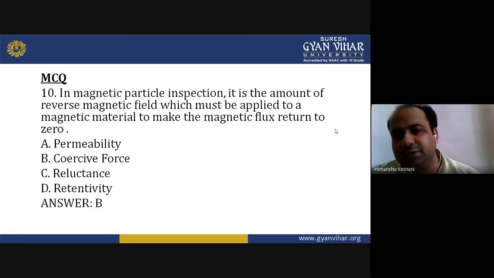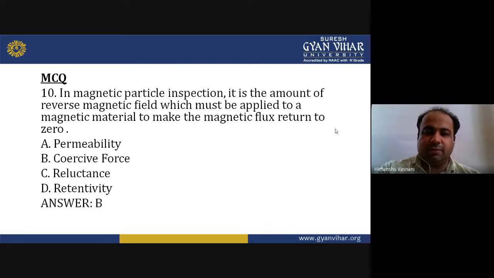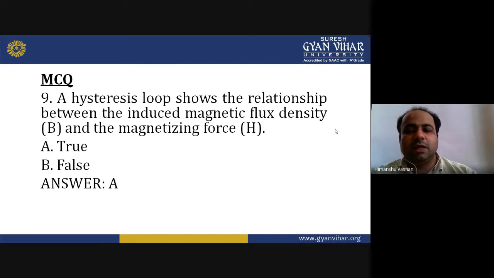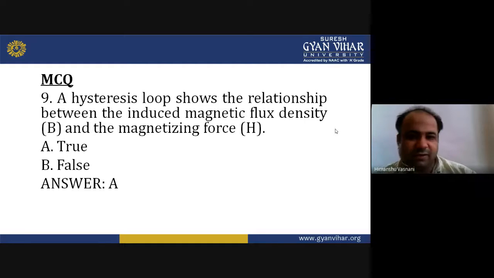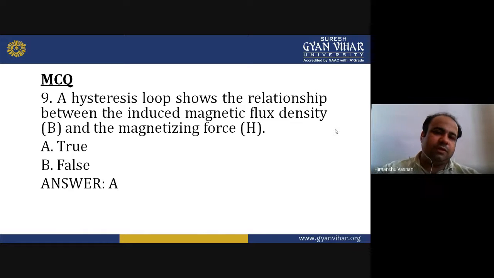Let me give you one more idea of this. We have studied terms in this loop, like small a, small b, small c, small d, small e, small f. You remember how the changes happened when you increase the magnetizing force, then decrease it, and again increase and decrease it. You have seen the variation in the loop, so you can remember that it is the relationship between the induced magnetic flux density and the magnetizing force. So it is true.